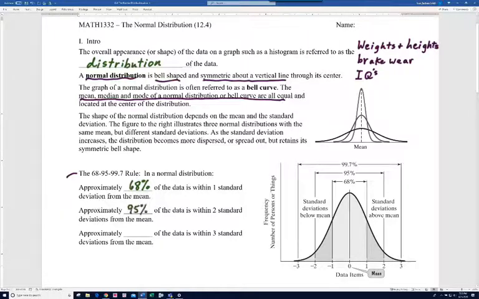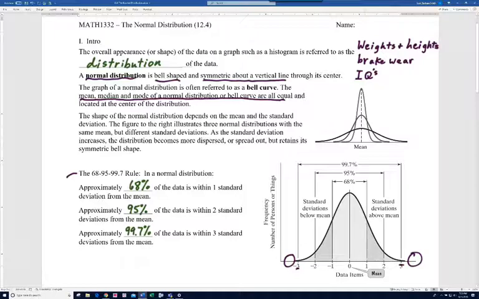Okay, so next we have 95% of the data within two standard deviations. So now we're going from the mean out two standard deviations above the mean, two standard deviations below the mean. So 95% of your data is going to be within two standard deviations of the mean. And then finally, 99.7% of the data is within three standard deviations. So from here to here, you're going to have 99.7% of the data. That means on these ends, added together, there's 0.3% of the data there.